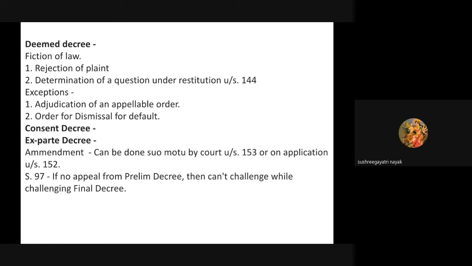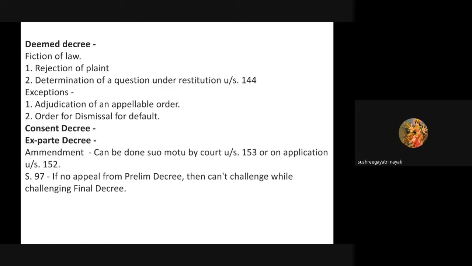Then coming to the exceptions, which are not decrees. Adjudication of an appealable order will not be a decree. So if there is an order from which an appeal lies, and the adjudication of that particular order, then that will not be a decree. And the second thing which will not be a decree is an order for dismissal for default. For example, if the party does not come to the court and the court dismisses the suit on the basis of the fact that the party defaulted, then that will not be a decree.